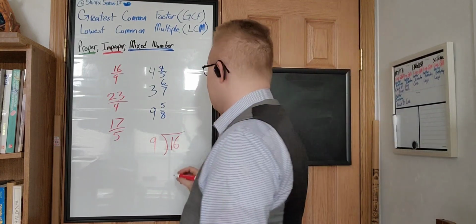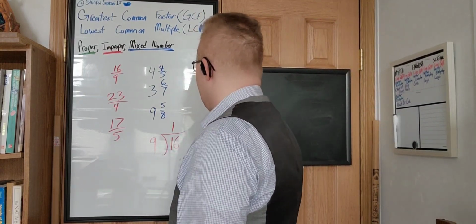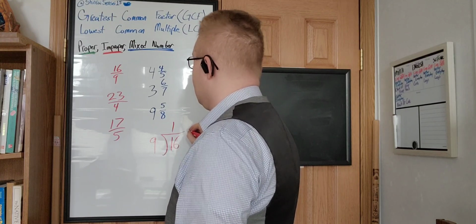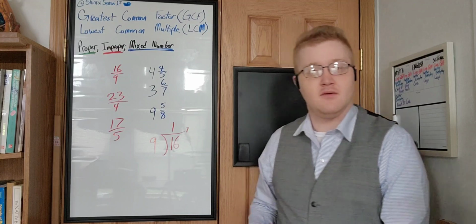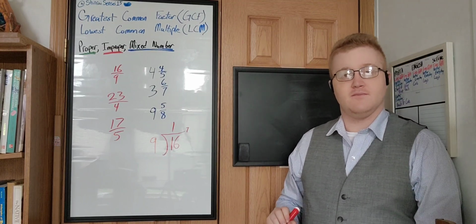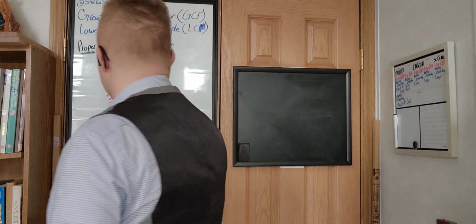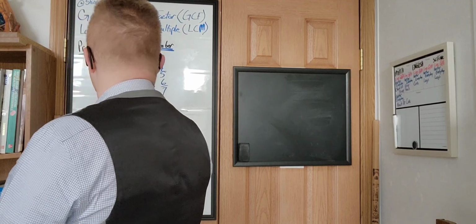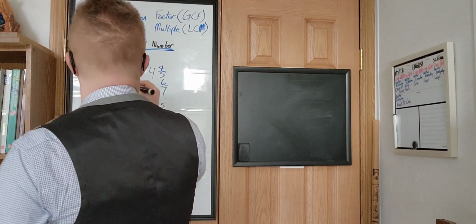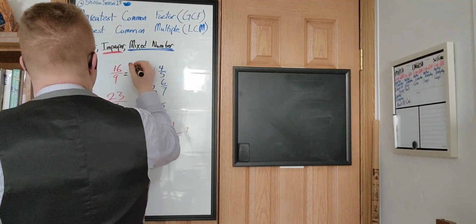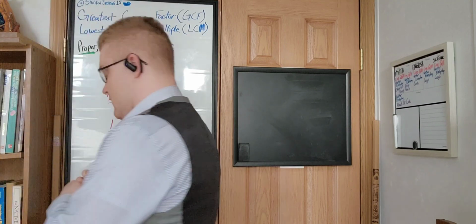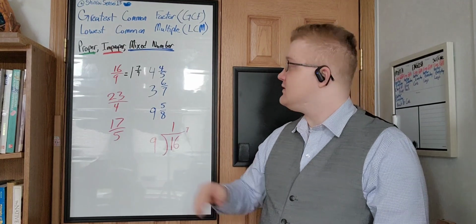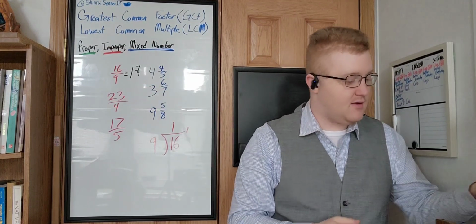well, that has 1 with a remainder of 7. So that means this improper fraction is equal to 1 7/9. And that's solving that. Okay?